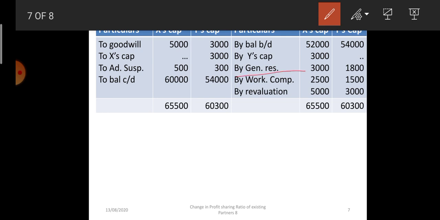Then we distributed the reserves. So by general reserve 3,000 and 1,800 rupees, 5:3 ratio. Then we distributed the workman compensation, again in the ratio of 5:3. Pass the journal entries also, beta. Practice these journal entries. Then advertisement suspense was written off in the ratio of 5:3, 500 and 300 rupees. Then the revaluation account was prepared. The profits were distributed in the ratio of 5:3, 5,000 and 3,000.